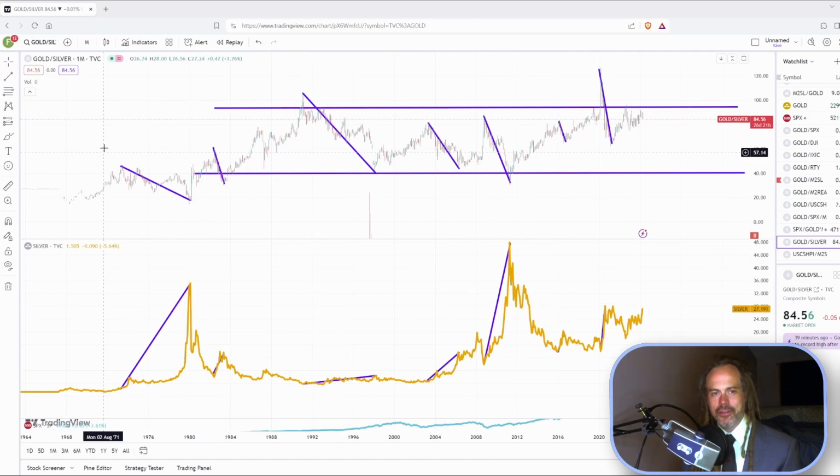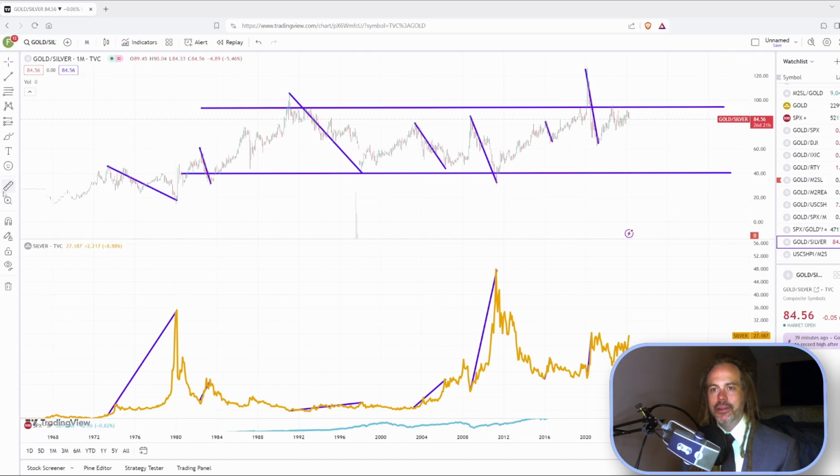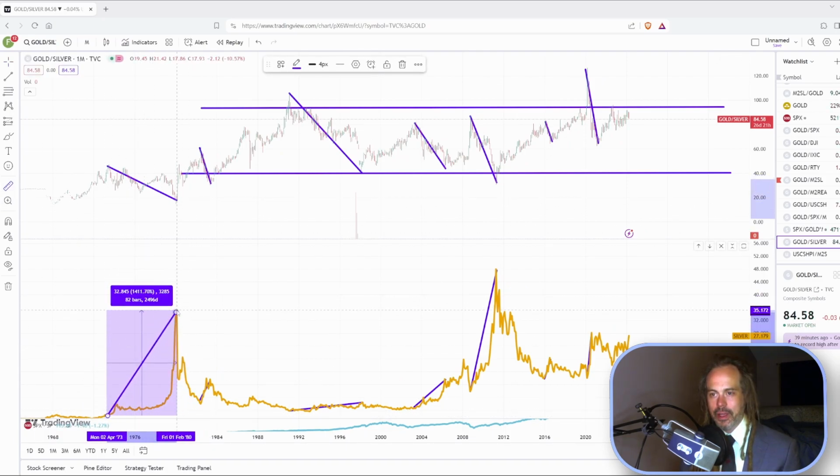All of these decreases in the gold to silver ratio correlate with an increase in the price of silver. Now I'll go ahead and use the measurement tool and we can see exactly how much they gain. Let's see. We have a whopping 1400% on this one. Let's go ahead and add that in there.